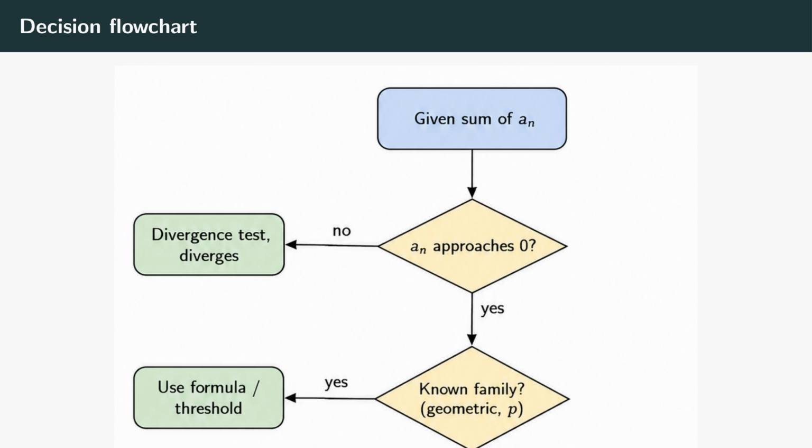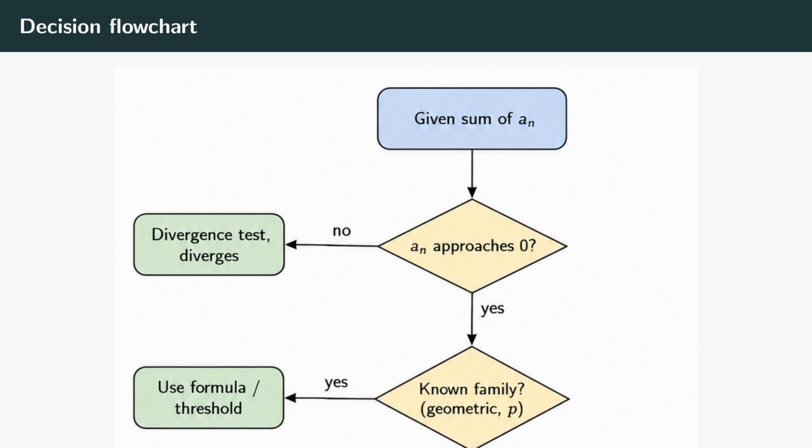Decision 2. Is this a known family? Is it a geometric series with the absolute value of r less than 1? Is it a p-series? If yes, you have a formula or a threshold. Use it directly. If no, proceed. Decision 3. Is it alternating? If yes, try the alternating series test. Check decreasing and going to 0. If those hold, converges, possibly conditionally. If no, proceed.